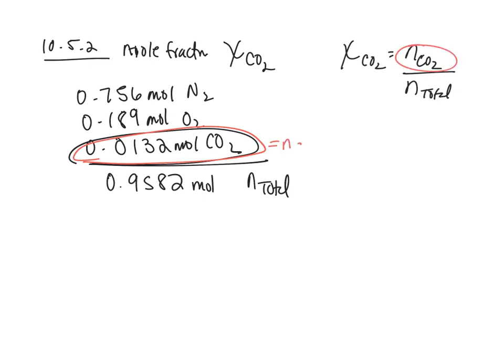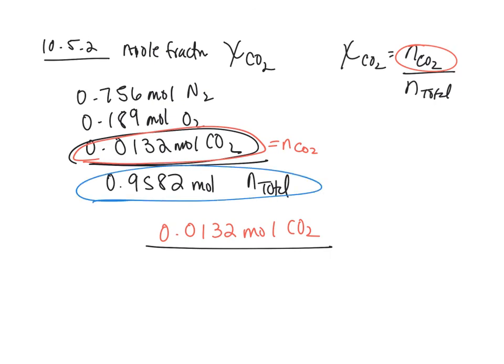And we have our mole fraction, or our small part here. This is N of CO2. So now we can do 0.0132 mole of CO2 divided by our N total, 0.9582 mole, which is our total, and that's going to give us a mole fraction of 0.0138, and that answer is B.